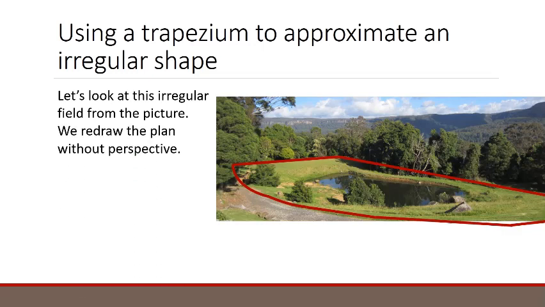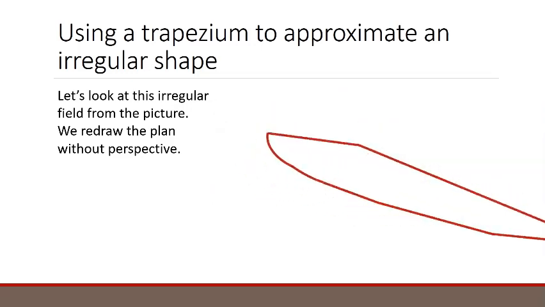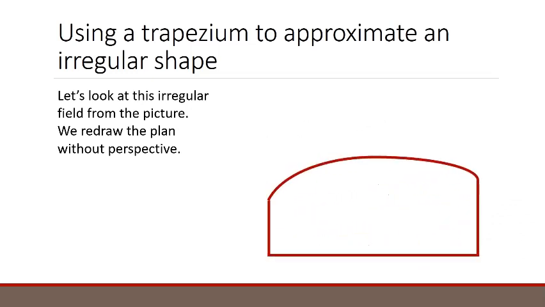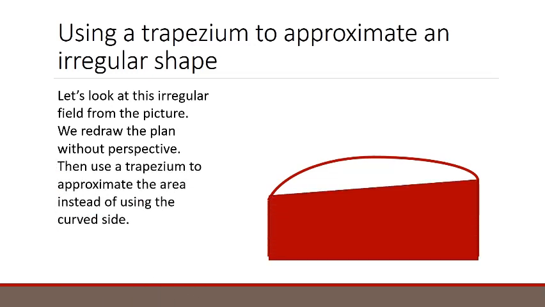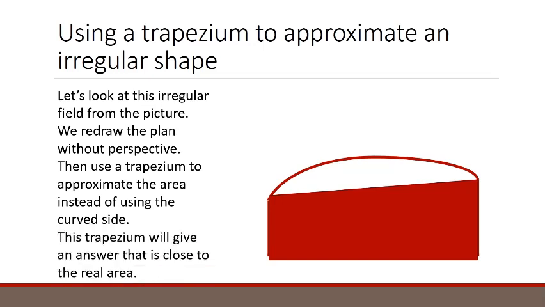We can redraw the plan without perspective. So I'll take away the photo, use the shape and redraw it looking down from the top as a plan. And you can see here that two of the corners are at right angles. And we can fill in a trapezium to approximate the area instead of using that curved side, which is very difficult to measure. And this trapezium will give an answer that is close to the real area of the field. So we'll use one application of the trapezoidal rule and see what we get.